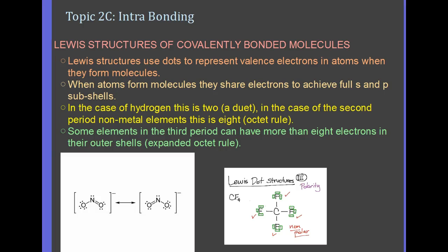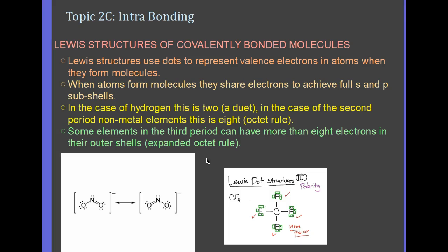This is still topic 2C about interbonding, and we're going to look at Lewis structures. So, Lewis structures of covalently bonded molecules. Lewis structures use dots to represent valence electrons in atoms when they form molecules. When atoms form molecules, they share electrons to achieve full s and p subshells. In the case of hydrogen, this is 2, a duet. In the case of the second period nonmetal elements, this is 8, or an octet rule.